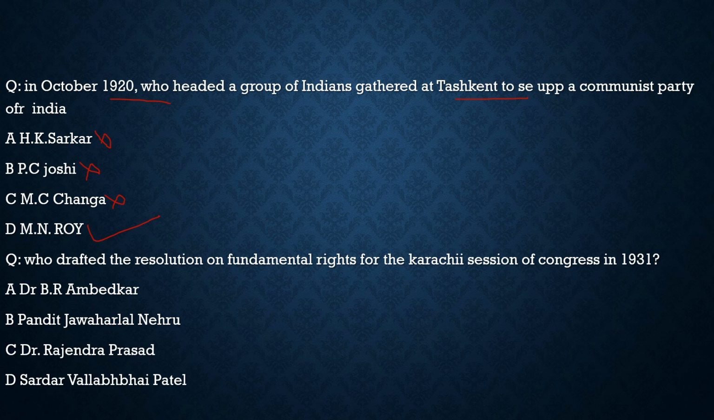Now let's move to the last question of today's discussion. It says, who drafted the resolution of fundamental rights for the Karachi session of Congress in 1931? It is directly Pandit Jawaharlal Nehru. So the correct option for this question is option B. With this, we complete today's discussion.